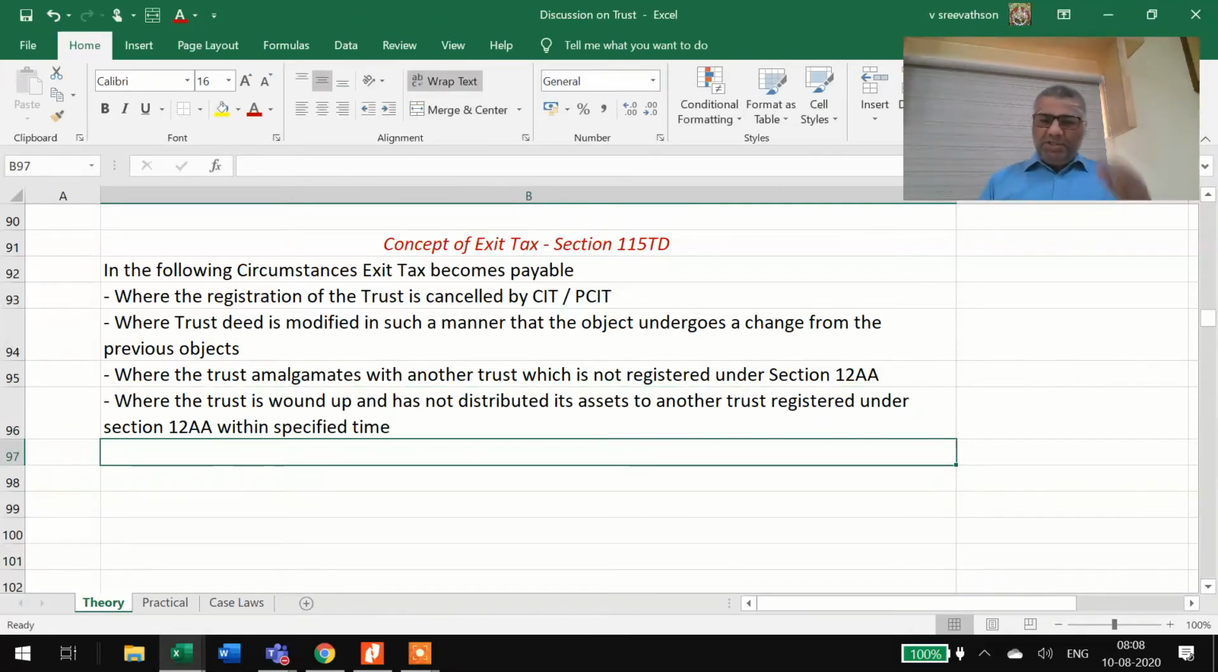4 reasons because of which exit tax can come. Registration of the trust is cancelled. Object clause modified in such a manner that the previous object is not carried on. Trust amalgamates with another trust which is not registered under 12AA. Trust has been wound up. I accept winding up, but distribute the asset to another trust registered under section 12AA.